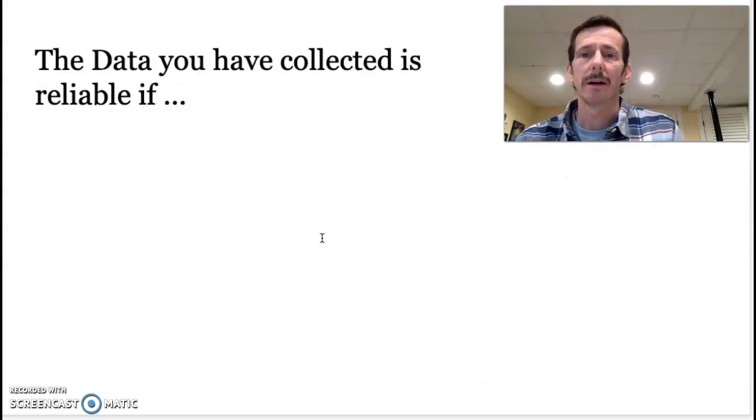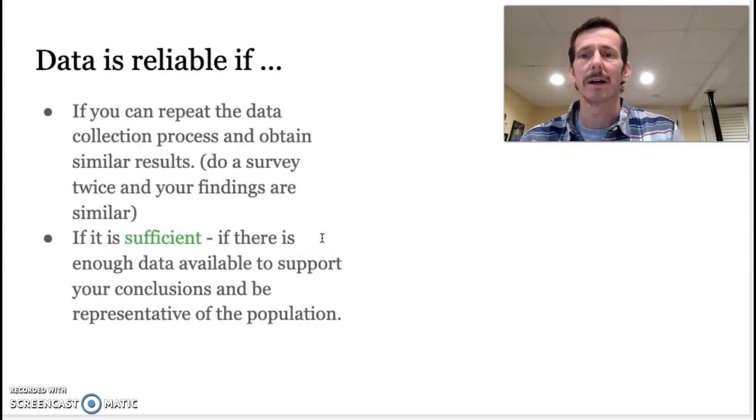All right, once you collect your data, so you know who you're going to collect data on and what you're going to collect, and then you go out and get that data, you're going to have a bunch of numbers, and you hope it's reliable. It is if you could repeat the process in which you collected it again and have similar answers or similar findings. You would not expect them to be identical, but they would be similar. And if you have a sufficient amount of data, meaning you have enough data to really reflect the population you're interested in.